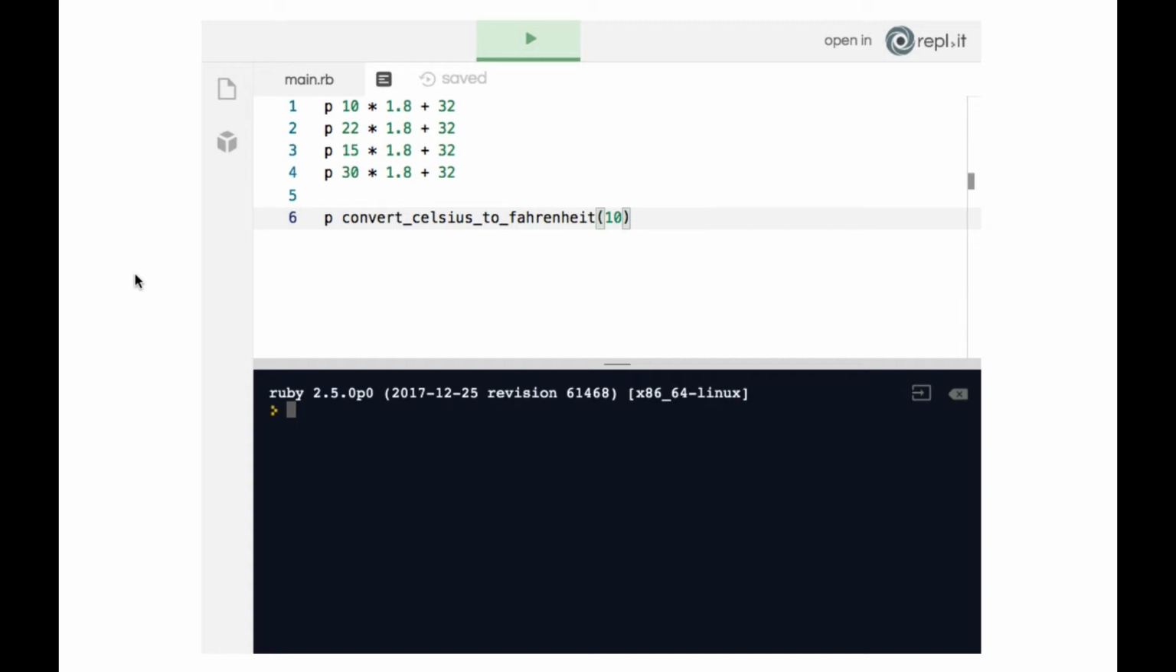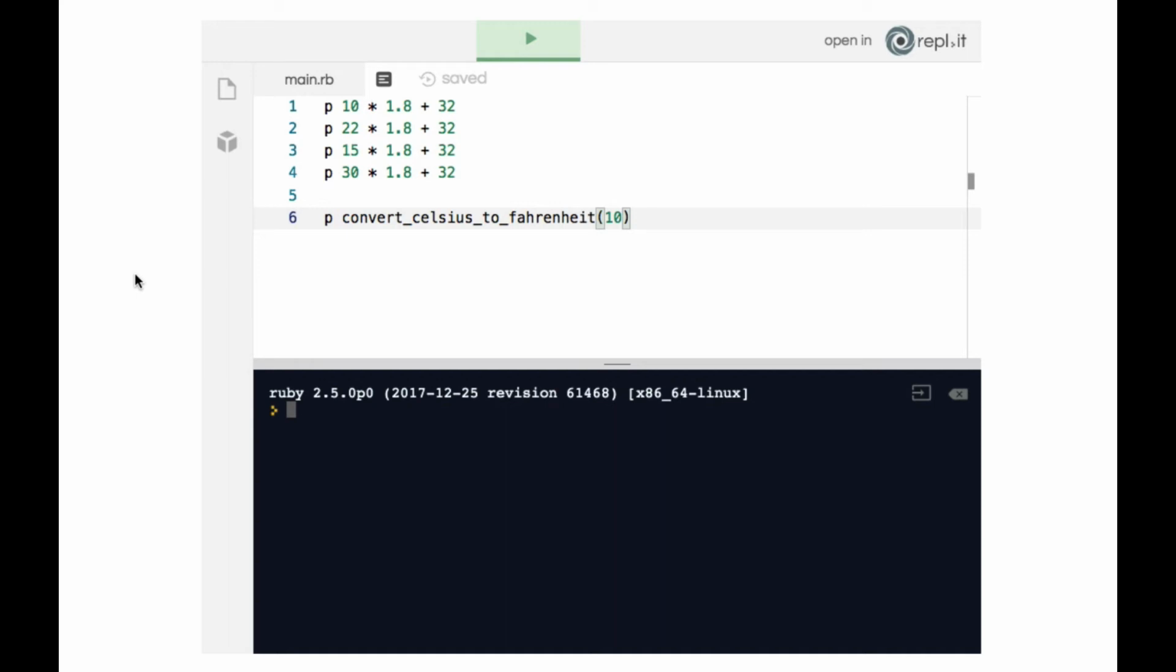So instead of line 1, where we print out 10 times 1.8 plus 32, wouldn't it be cool if we instead could write something like this? Convert Celsius to Fahrenheit 10. Here it becomes very clear that the 10 represents the degrees. We are trying to convert that 10 from Celsius into degrees Fahrenheit.